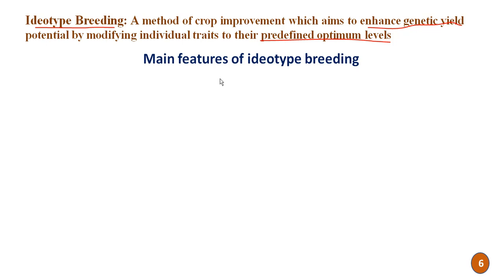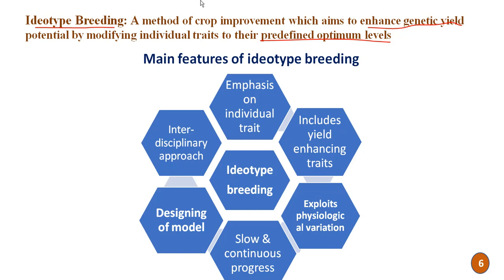And the different features of ideotype breeding are: first one is emphasis on individual traits. Ideotype breeding emphasizes majorly individual traits, likewise morphological and physiological traits which enhance the yield. The value of each character is specified before initiation of the breeding work, so that we majorly emphasize individual traits.